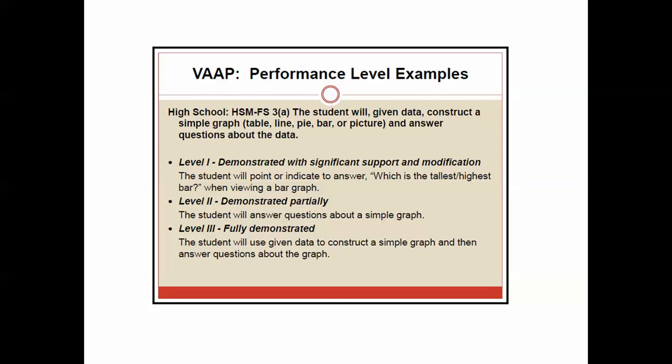VAAP performance level examples. So here's a high school example. The student will, given data, construct a simple graph, table, line, pie, bar, or picture, and answer questions about the data. So for a level 1, the student demonstrates with significant support and modification: the student will point or indicate to answer which is the tallest, highest bar when viewing a bar graph. Level 2, demonstrated partially: the student will answer questions about a simple graph. And level 3, fully demonstrated: the student will use given data to construct a simple graph and then answer a question about the graph.